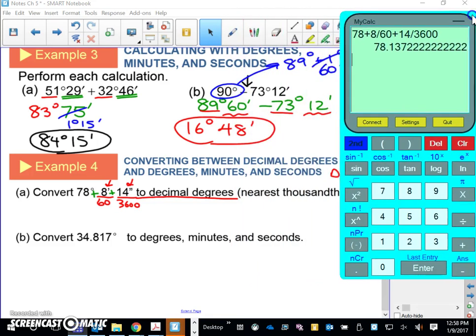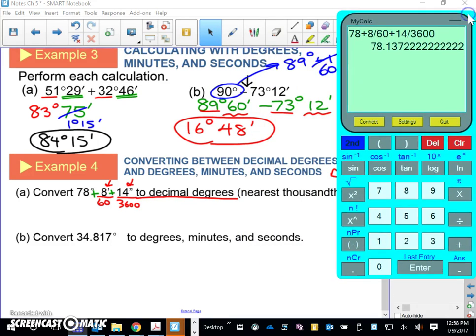Now notice the directions tell you to round to the nearest thousandth place. Remember I told you the answer was going to be 78 point something. 78.137 degrees. There's your answer. I just converted from degrees, minutes, and seconds into decimal degrees. What you started with is exactly the same thing as 78.137. Now our brains, for some reason, understand 78.137 a little bit better. We can visualize that. It means the same thing.